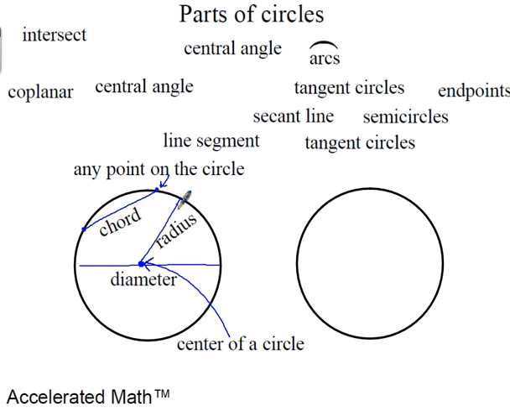So the radius, which can go all the way around here, goes from anywhere on the circle to the exact center of the circle. Radius is the short word between diameter and radius, and it's the shorter line segment, and it goes from the center out to the edge of the circle.